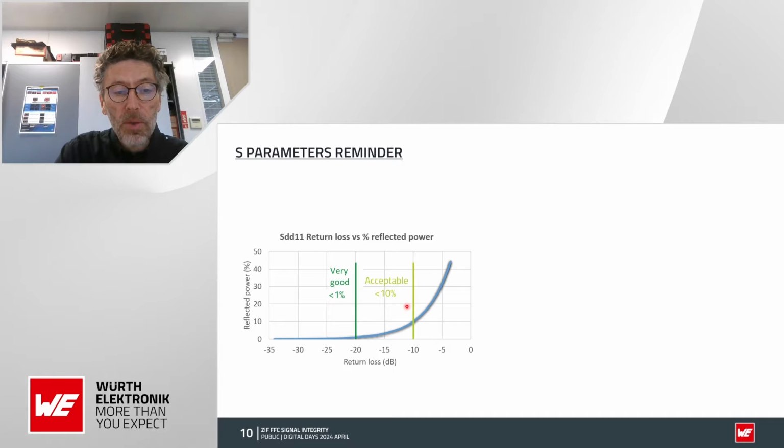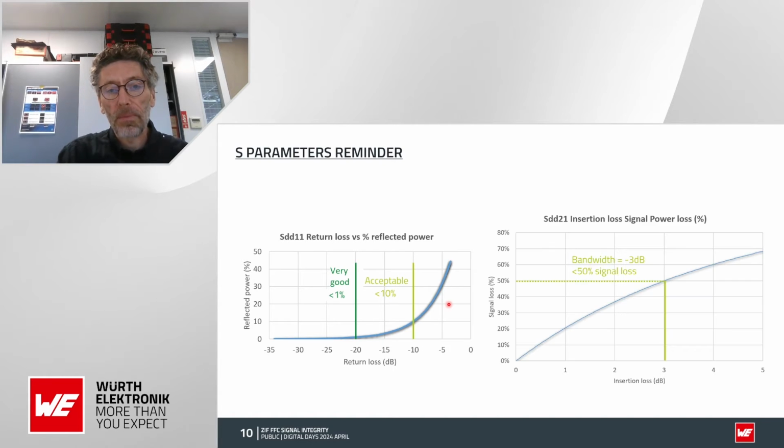Between minus 20 and minus 10 dB, you've got below 10% of the power reflected, and above that it is of course above 10%. So of course it depends on your application and your protocol, but let's consider for this training that very good is below 1% and acceptable is below 10% of the power reflected.